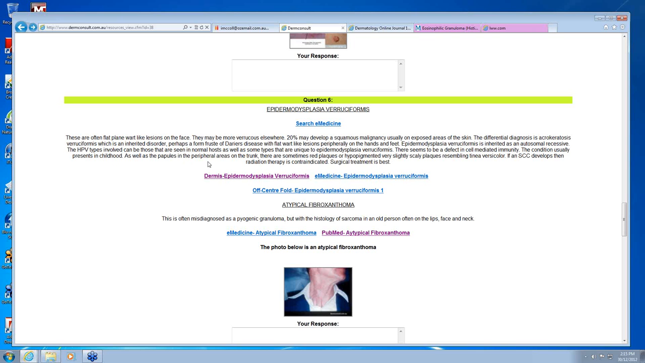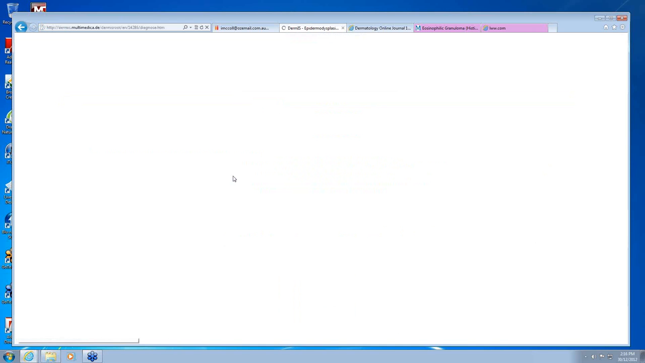As well as papules in the peripheral areas on the trunk, there's sometimes red plaques or hypopigmented, very slightly scaly plaques that may resemble tinea versicolor. I think there was a case at Skin and Cancer many years ago that people felt was tinea versicolor, and the diagnosis of epidermodysplasia verruciformis was properly made. And the other thing here, if an SCC develops in this condition, radiation therapy is contraindicated and surgical treatment is best. I think we might have a decent picture here of epidermodysplasia verruciformis.